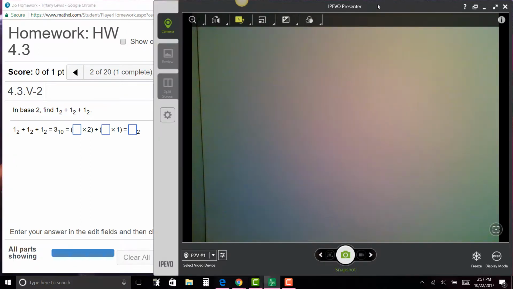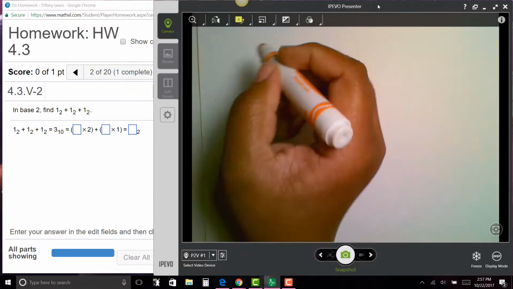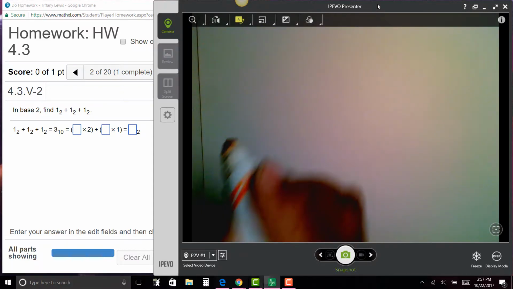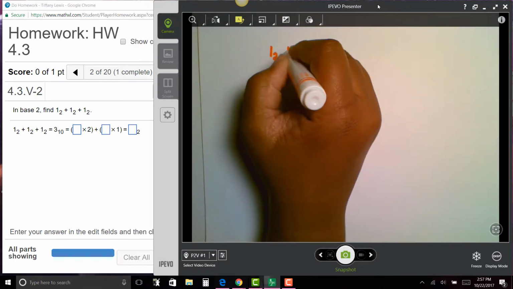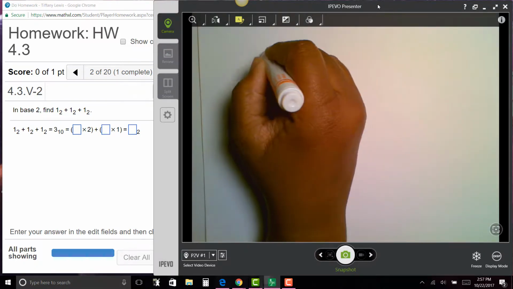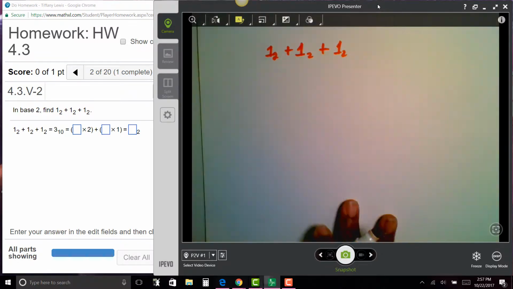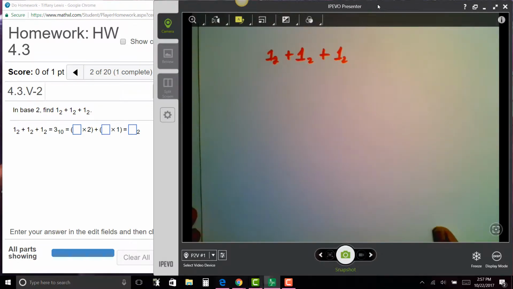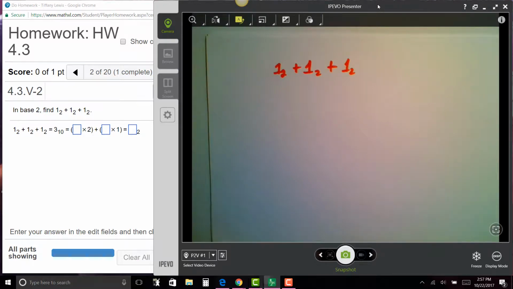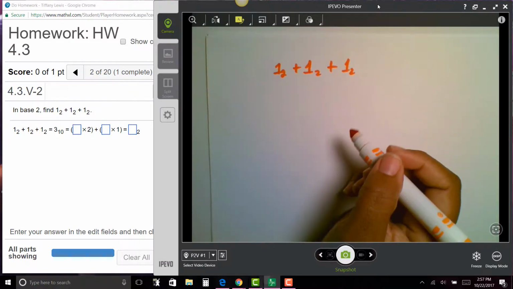So we have here, it says in base 2, find 1 base 2 plus 1 base 2 plus 1 base 2. But it's already telling us what adding those together would be in base 10. It would be 3 base 10. Now, if you want to verify it, we can do that.